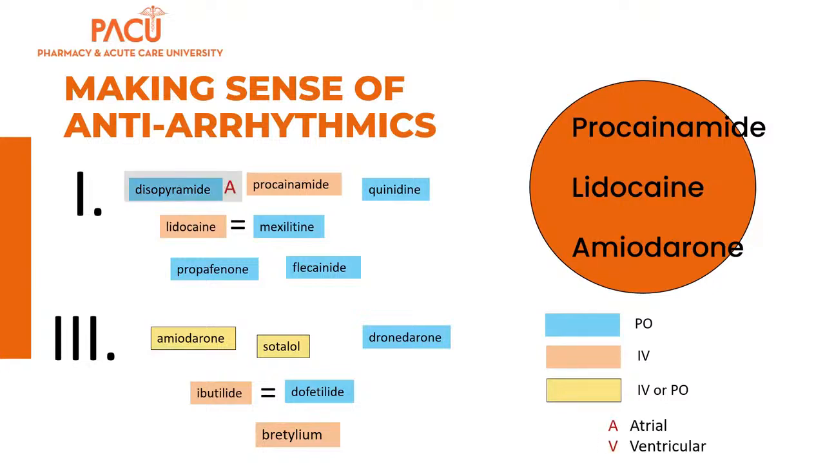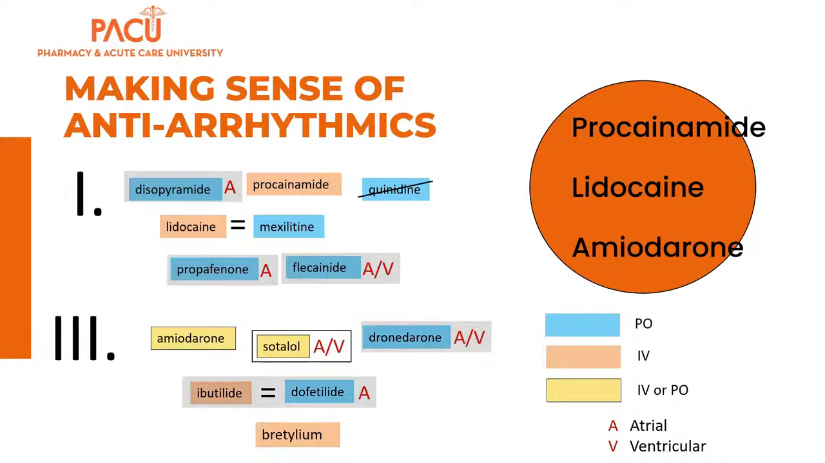Some are indicated for atrial, some are indicated for ventricular. For example, disopyramide is almost exclusively used for atrial arrhythmias. Its niche there is atrial fibrillation in the setting of hypertrophic cardiomyopathy. We won't go through all these. I'm going to cross out quinidine. I usually cross that one out because it's not available anymore and it's not used. Propafenone and flecainide are essentially used for atrial arrhythmias, but they're only PO. We're not going to talk about them in our presentation here.